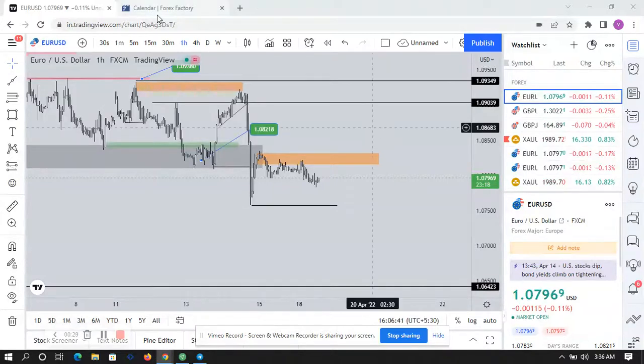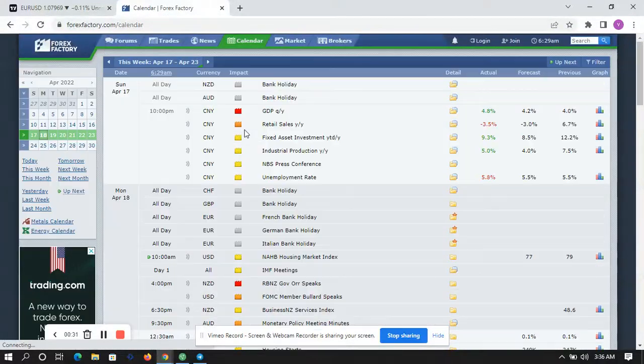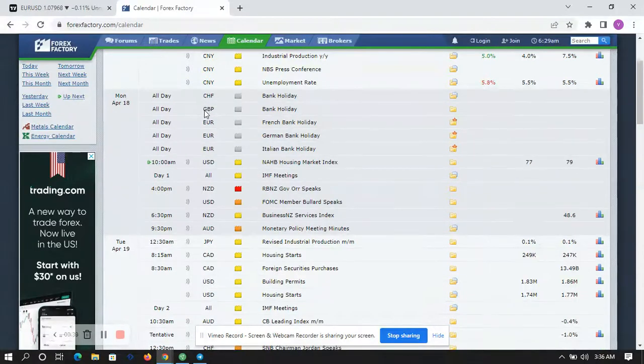So you can check the Forex Factory and you can see this was on Sunday. There was still April 17th. There was still bank holiday. You can see right there we have pound bank holiday, French banks, German bank, Italian bank. These are banks that are moving the big moves in Euro USD and our major peers that we trade.